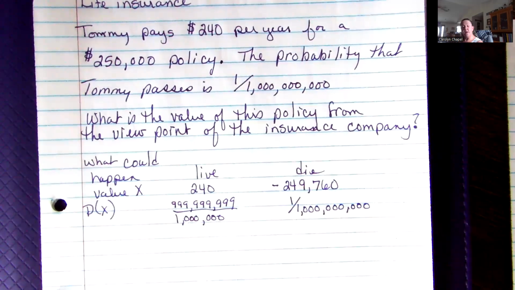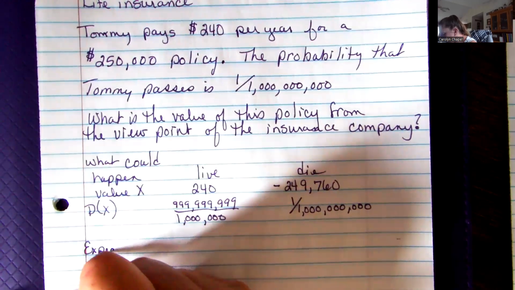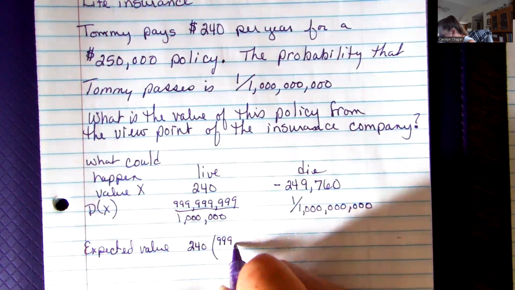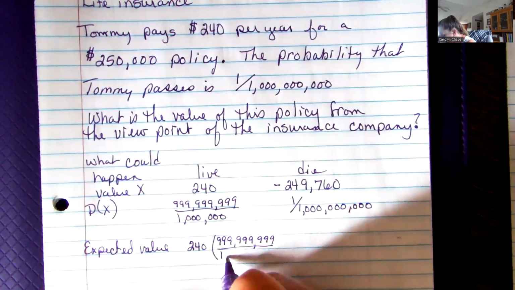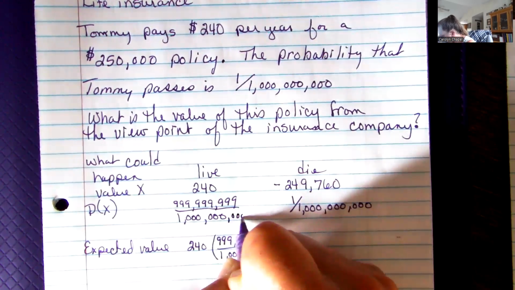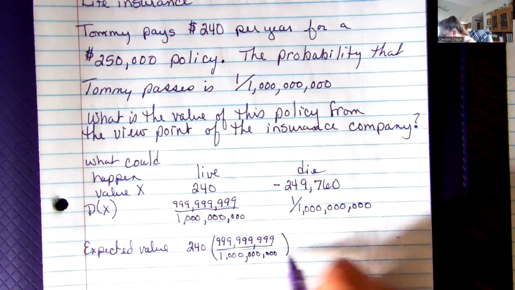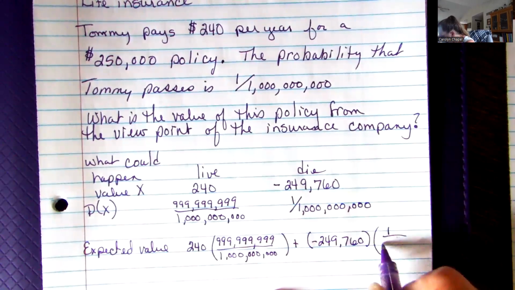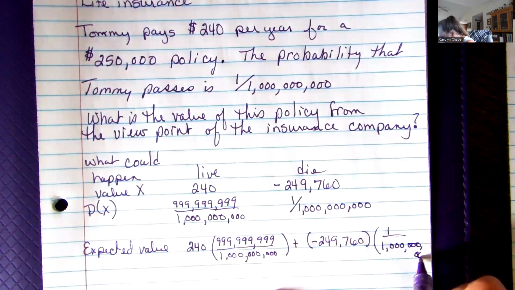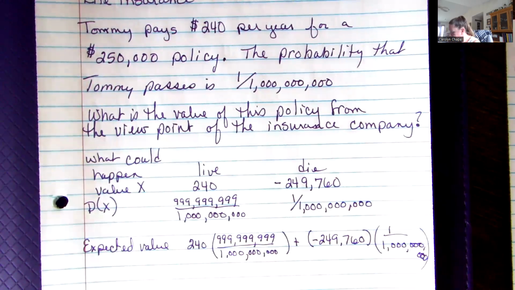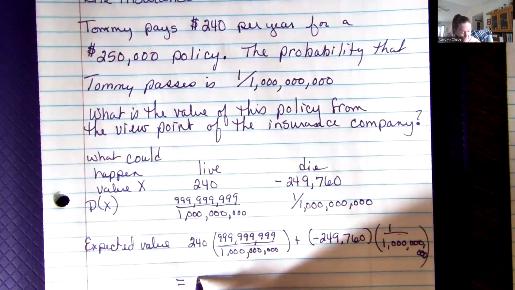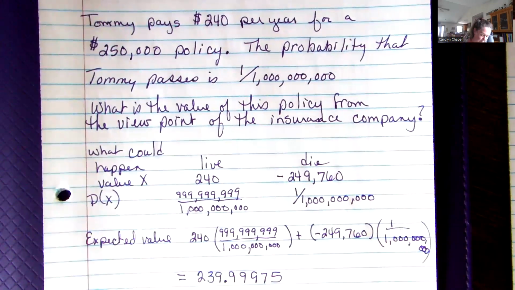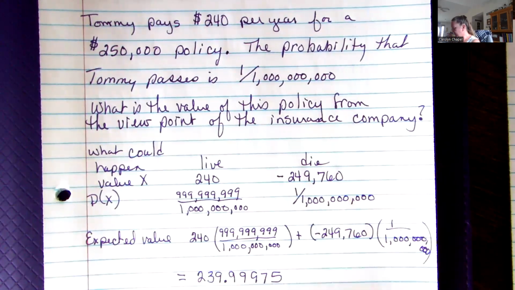Okay. And so now to find our expected value, what we do is we take those values. So that 240 times that ugly looking fraction. Oops, I forgot some zeros up here. And then we're going to add the other piece, that negative 249,760, and the 1 over. Okay, and if I do this, turns out to be 239.99975. If I did that correctly. Looking at what I had done previously, so I can just write the answer down.